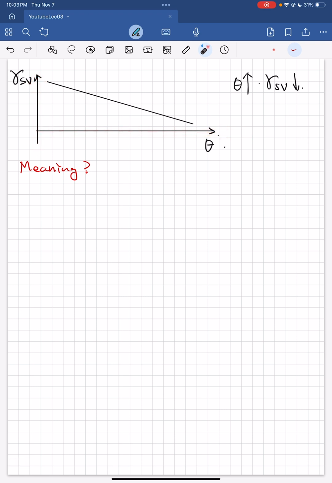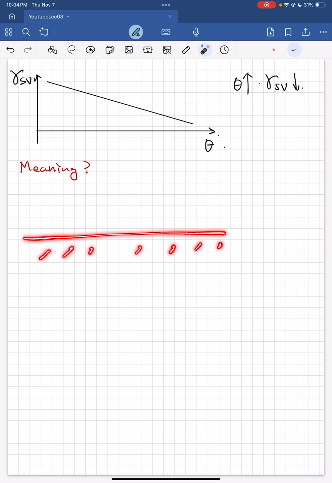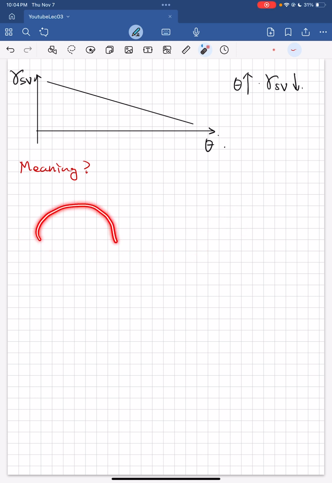You put the water there, you measure this angle, then we can measure how big this material's gamma SV is. It doesn't mean this material's surface energy will change with the angle. I hope you understand what I mean.